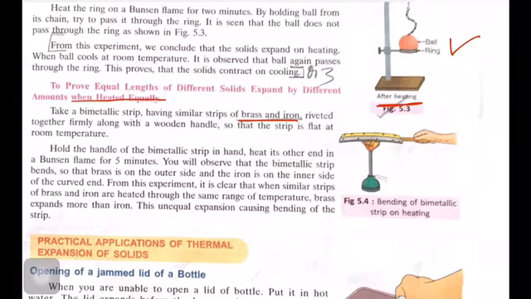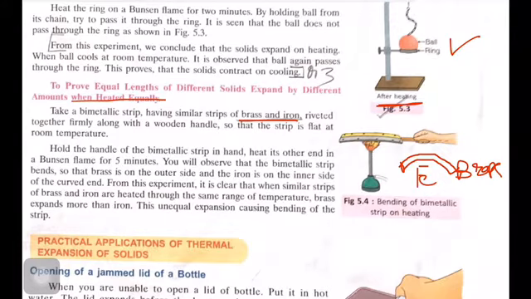So what will happen when we heat this bimetallic strip using the Bunsen burner? The brass will expand more as compared to the iron. We hold it for 5 minutes and you will observe that the bimetallic strip bends, so that the brass is on the outer side and iron is on the inner side. The brass plate will be on the outer side because it has expanded more, it has absorbed the heat more. So brass will be outside and iron will be inside.